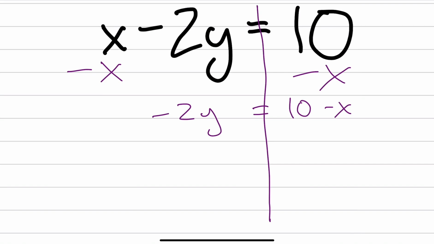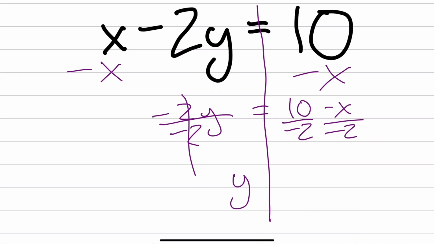All right, get rid of that negative 2. Divide by negative 2, divide by negative 2, divide by negative 2. Gone. Y equals 10 divided by negative 2. Well, that's 5. Minus, okay.